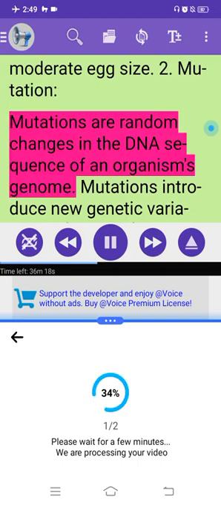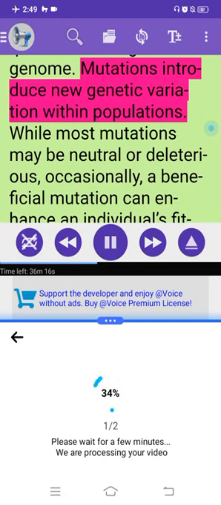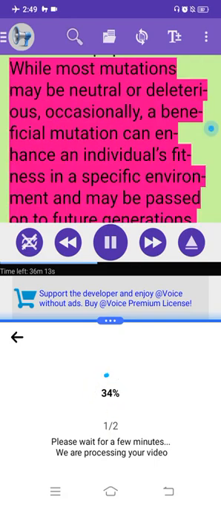2. Mutation. Mutations are random changes in the DNA sequence of an organism's genome. Mutations introduce new genetic variation within populations. While most mutations may be neutral or deleterious, occasionally, a beneficial mutation can enhance an individual's fitness in a specific environment and may be passed on to future generations.